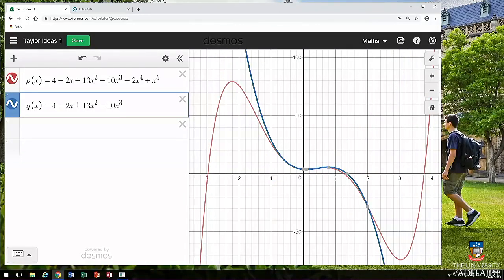And the more and more terms we get, the closer and closer my blue one, my second one, is to the original function, at least right here in the middle.